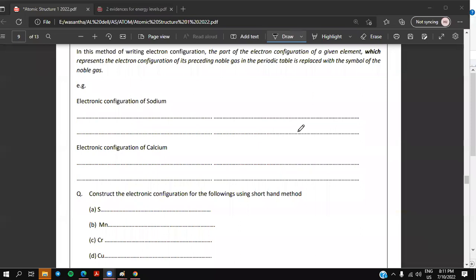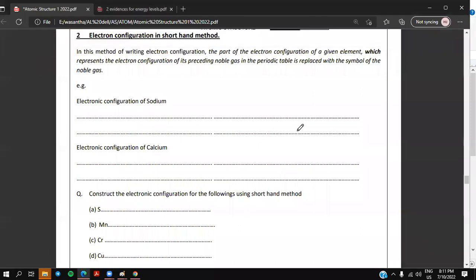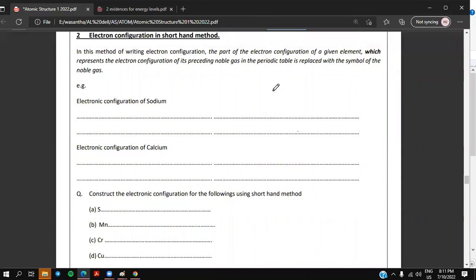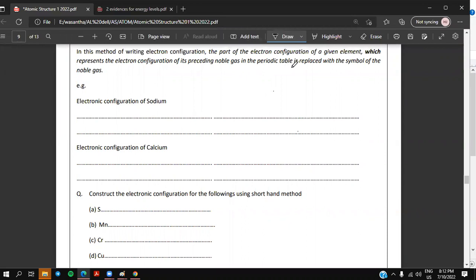Let's have a look at this electronic configuration writing in shorthand method. I explained everything earlier. Now, in this method of writing electronic configuration, see this carefully. The part of the electron configuration of a given element, which represents the electron configuration of its preceding noble gas in the periodic table, is replaced with the symbol of the noble gas.